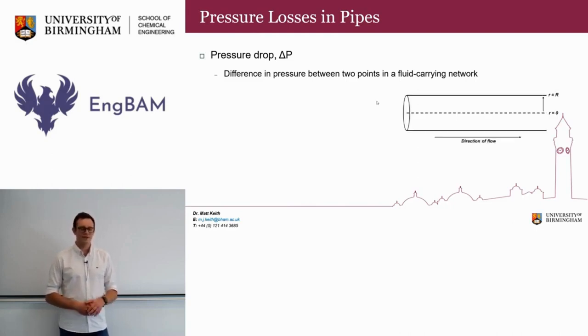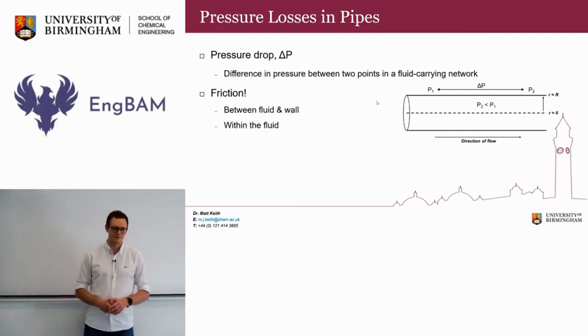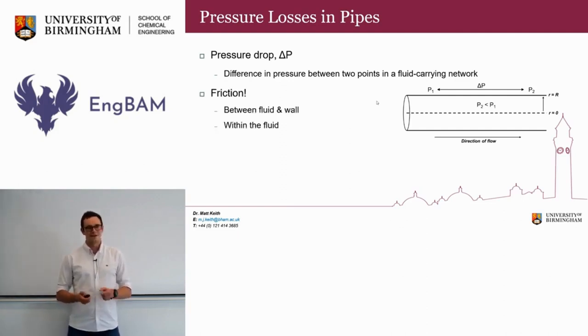So if we take our section of pipe, we have 2 points on it, P1 and P2, and the difference between those 2 points will be known as delta P, or difference in pressure. And because of those frictional losses, we know that P2 will be less than P1. As I mentioned, the reason why there is that difference in pressure is all down to friction. We have what's called major losses, which are between the fluid and the pipe wall, and we also have minor losses, which is due to friction within the fluid itself.